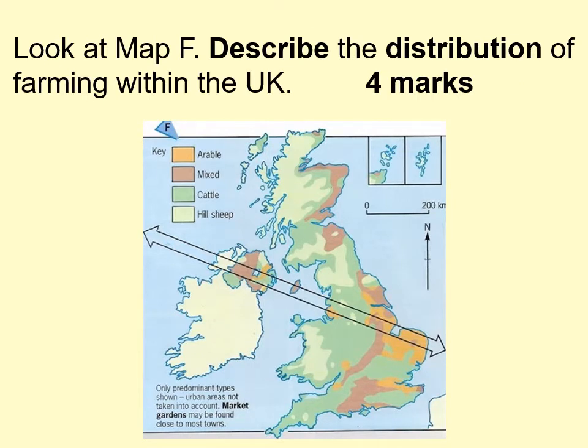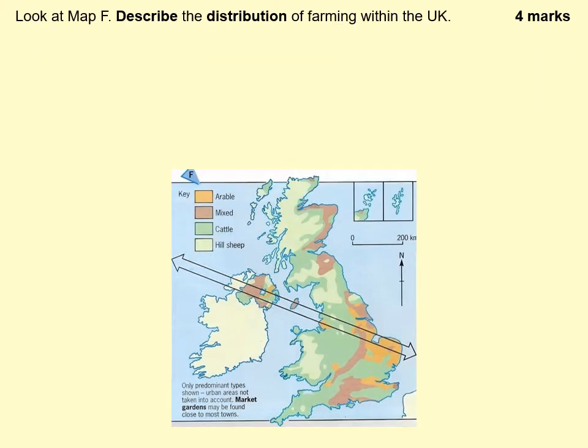Okay, the first question then is, look at map F, describe the distribution of farming within the UK. So first of all, we need to think about what this question actually wants us to do. So we'll break it down.